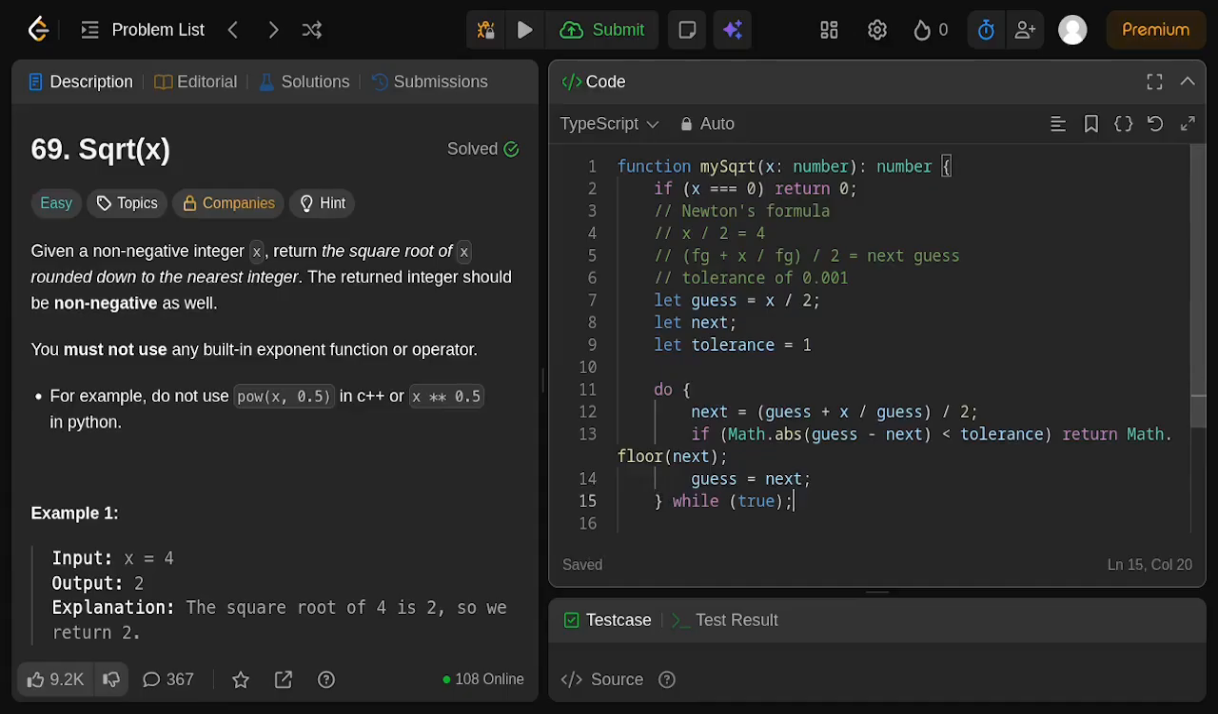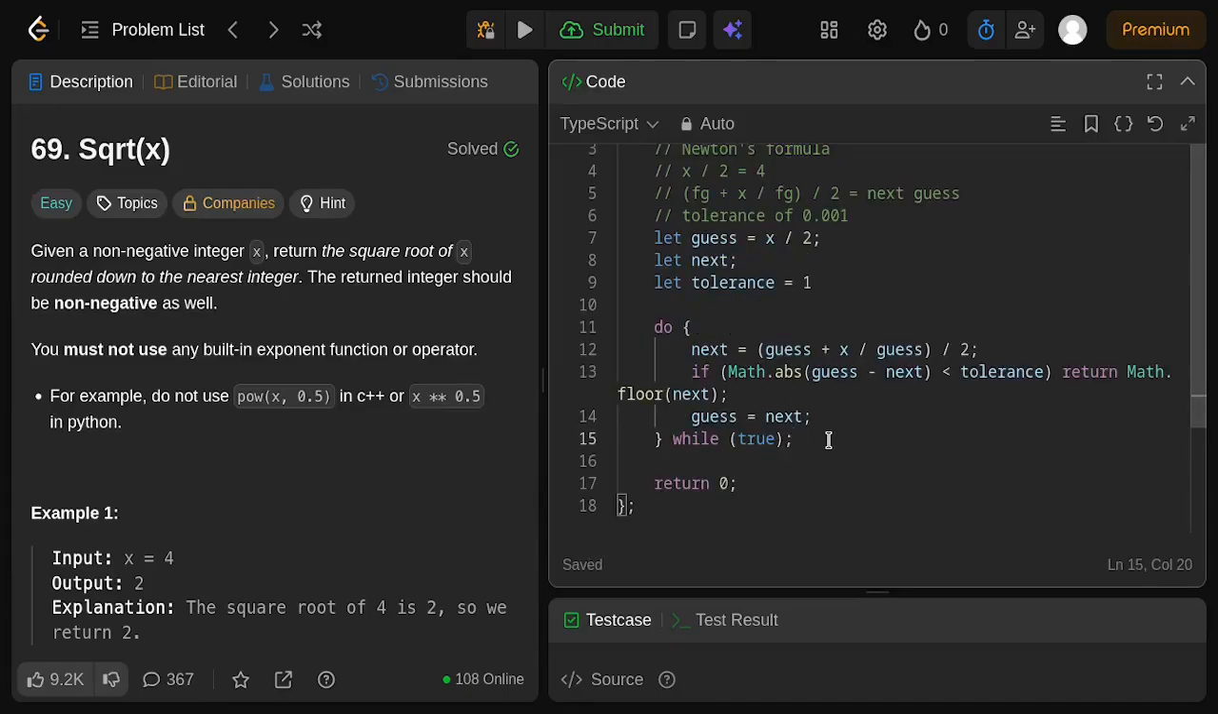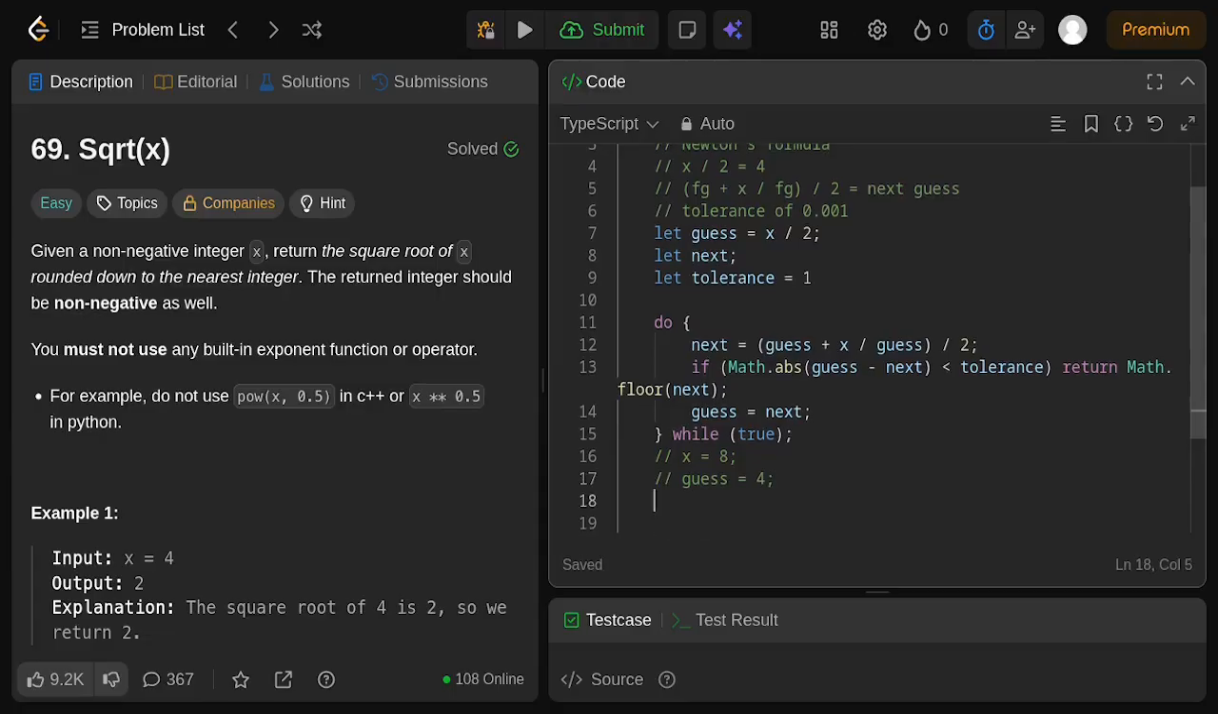How does this work? Let's say we have the value of 8, x equals 8, and then we need to guess the square root of 8 using a guess equal to 4. So that is the value of the guess from x equals 8. And for the next one, we have the next value of the guess, which is the guess plus 8 divided by the guess, and then divided by 2.